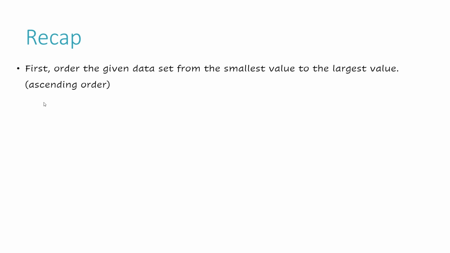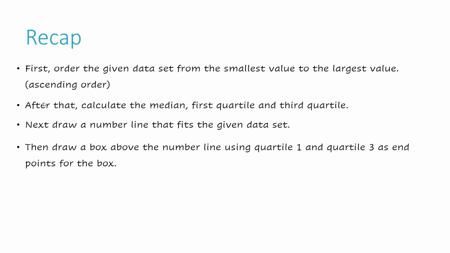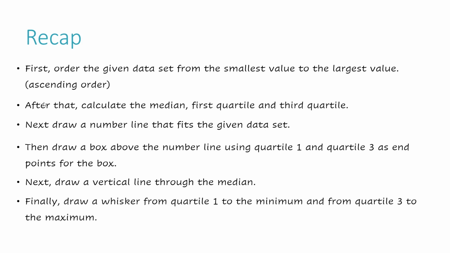Now let's take a recap. First, you're going to order the given data set from the smallest value to the largest value. After that, calculate the median, the first quartile, and the third quartile. Next, you're going to draw a number line that fits the given data set. Then draw a box above the number line using quartile 1 and quartile 3 as endpoints for the box. Next, draw a vertical line through the median. Finally, draw a whisker from quartile 1 to the minimum and from quartile 3 to the maximum.